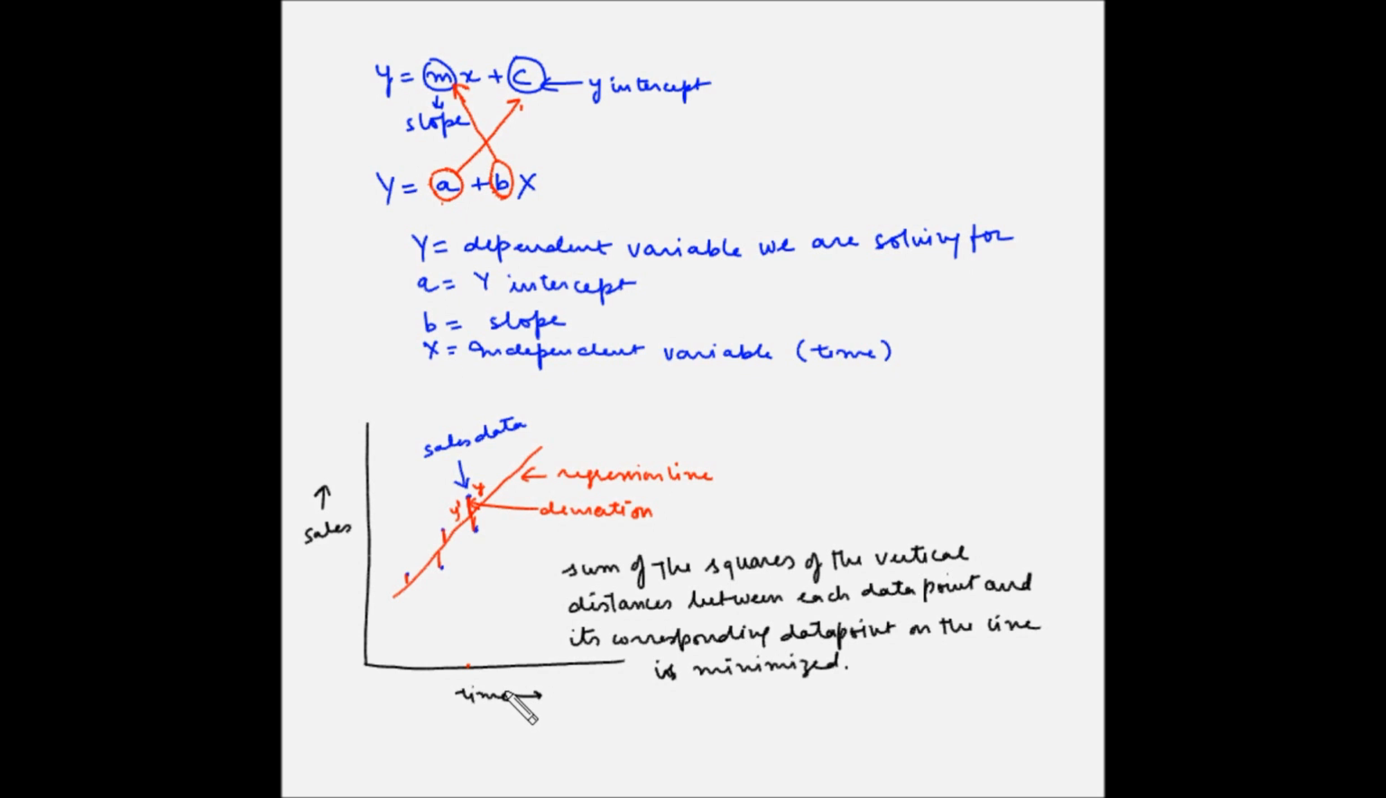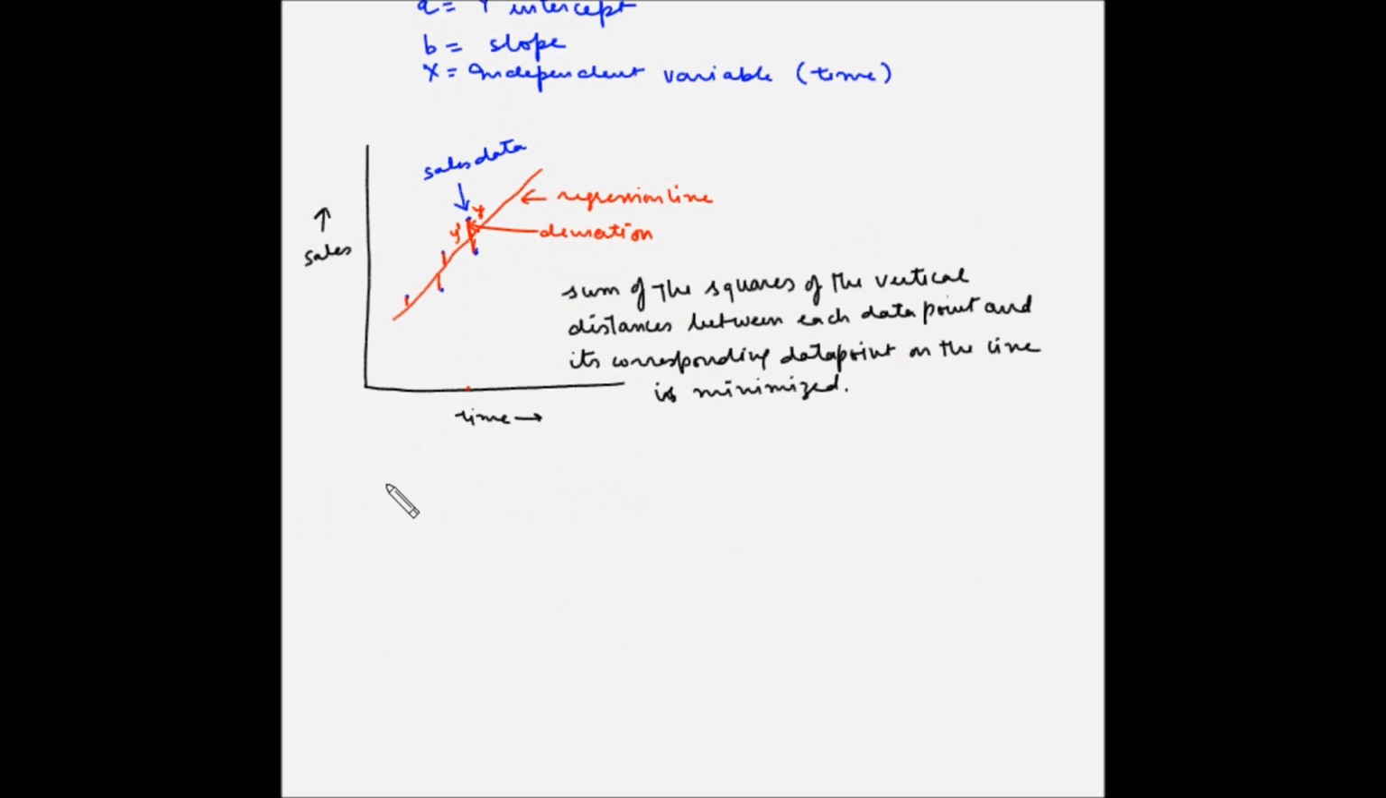So basically, in other terms, what we want to minimize is (y1 minus y1 dash) square plus (y2 minus y2 dash) square plus so on till (y12 minus y12 dash) square. In this case, I'm taking 12 because we have 12 quarters.